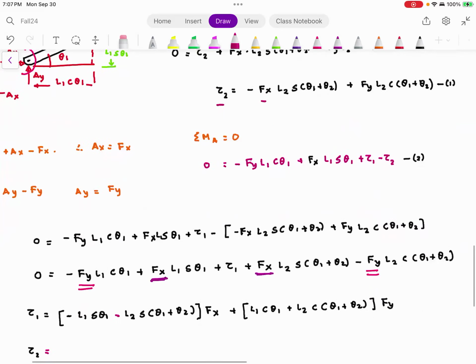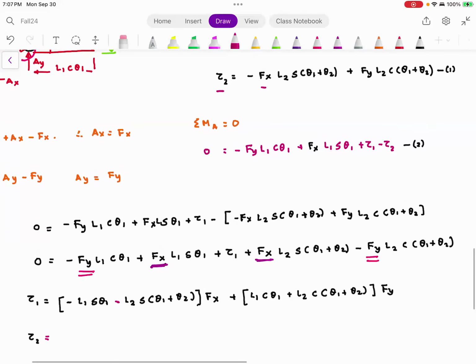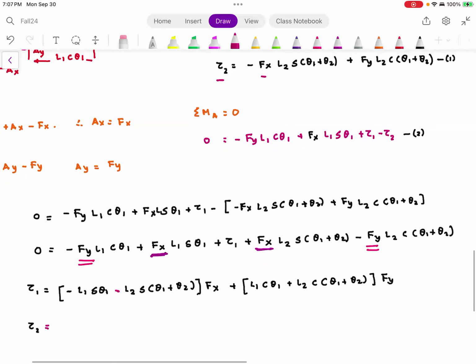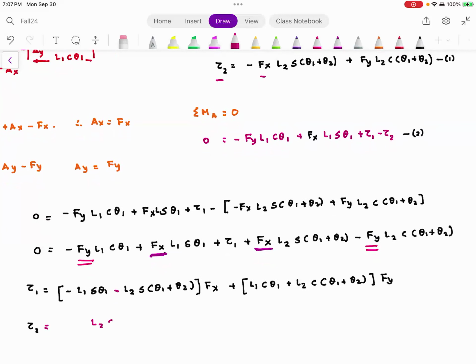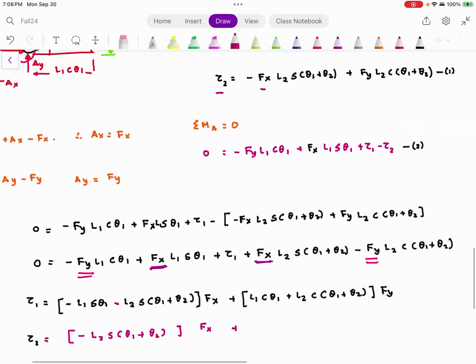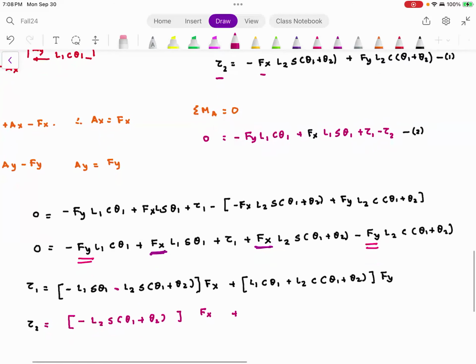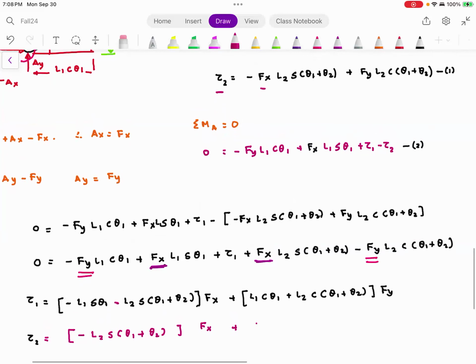Okay, tau 2. I already have an expression for tau 2, and I'm going to rewrite this tau 2 expression slightly differently. So please pay attention. This is going to be L2 sine. I don't know if you can track where I'm going with this, but can you guess what's happening here? F of x plus, then you would have L2 cosine theta 1 plus theta 2, Fy.